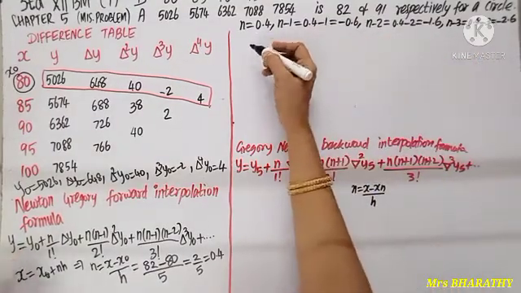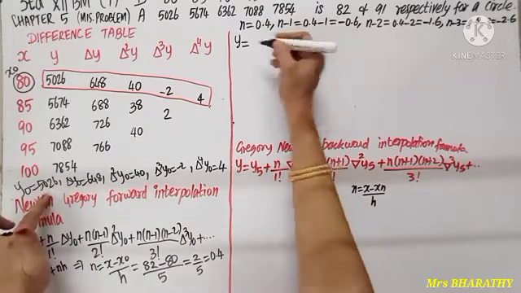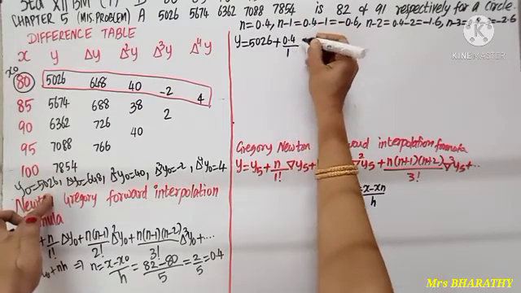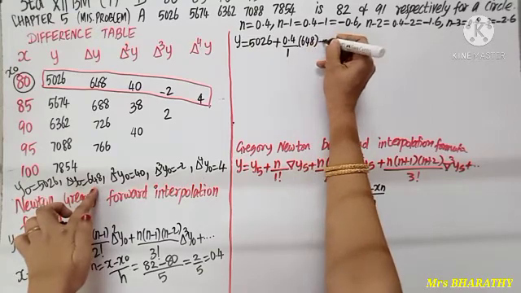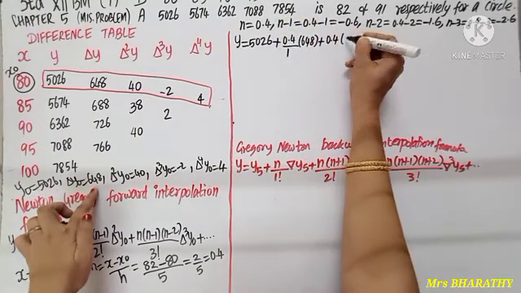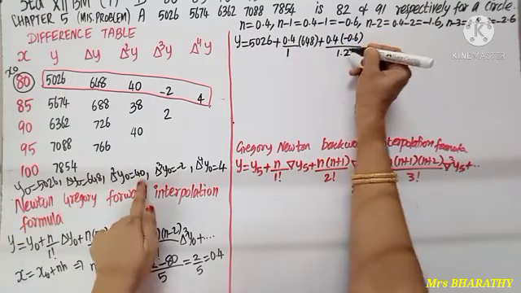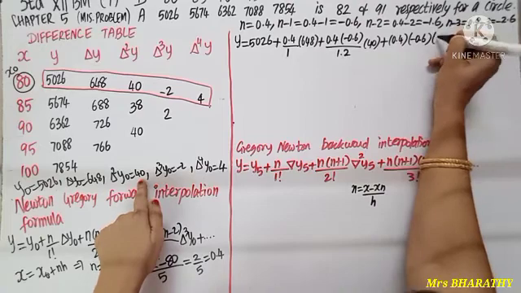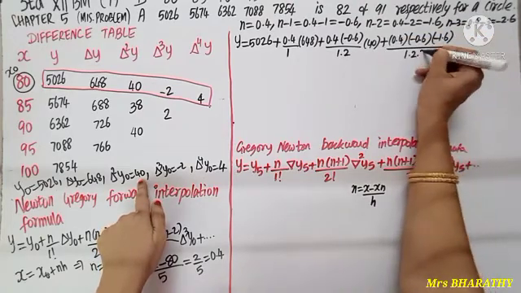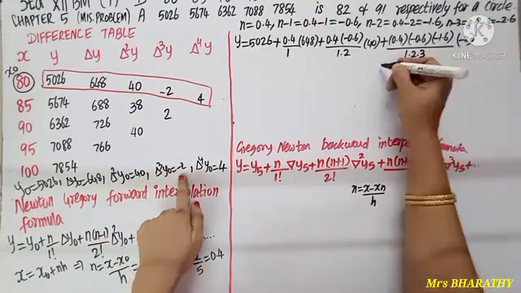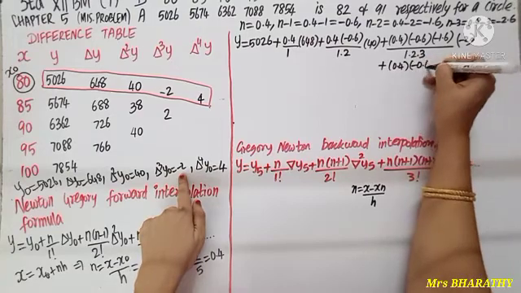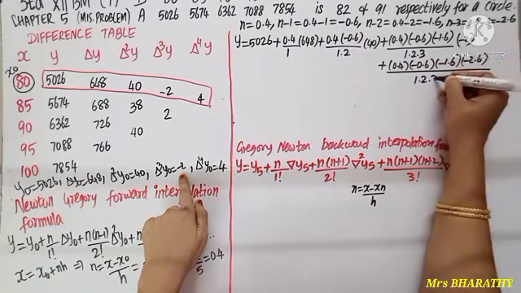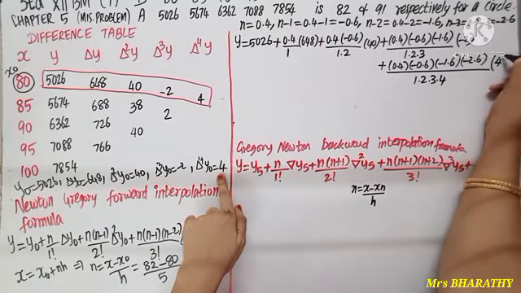As we substitute these values in the formula, y equals y0, 5026, plus n value by 1 factorial del y0, plus n value, n minus 1 value by 2 factorial into del square y0, plus n, n minus 1, n minus 2 by 3 factorial, that is 1 into 2 into 3, del cube y0, plus n, n minus 1, n minus 2, n minus 3 by 4 factorial into del power 4, that is 4.